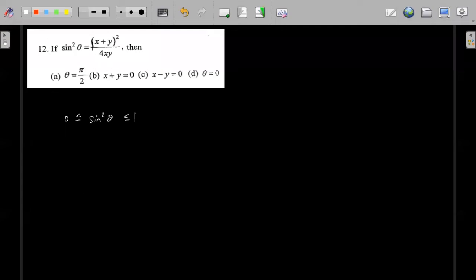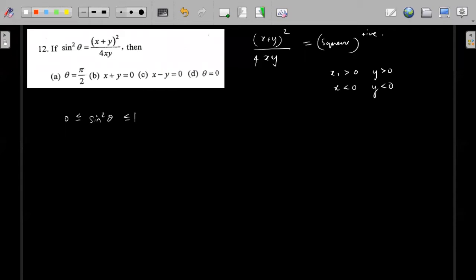Now let's look at what this is. First is (x plus y) whole square by 4xy. The left side is a square, right? And a square value is always positive. Now see, if x and y are both positive, x greater than 0 and y greater than 0, then this left side is also greater than 0. That means it's okay. If x is less than 0 and y is less than 0, then this will be a square, positive, and the multiplication xy will also be positive, so then also it is fine.